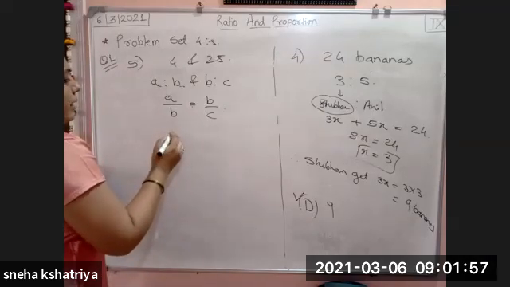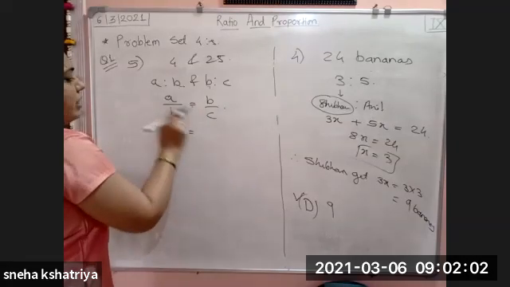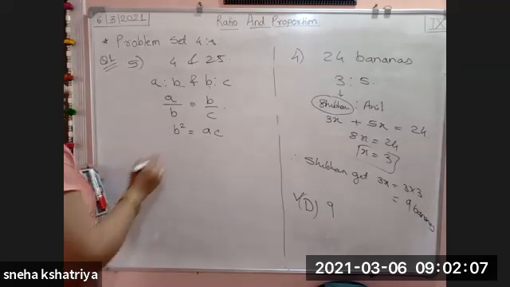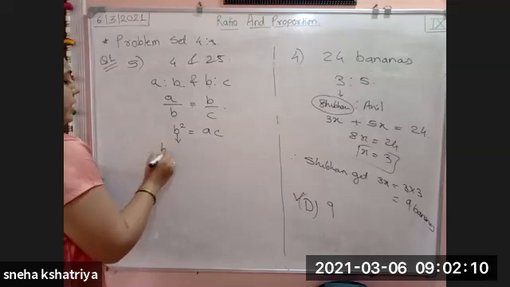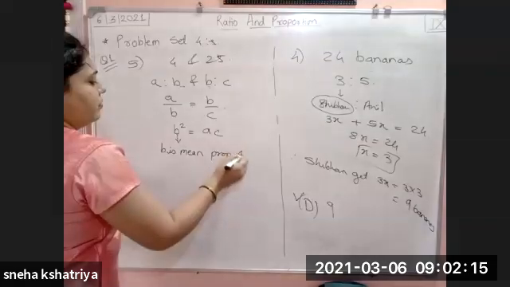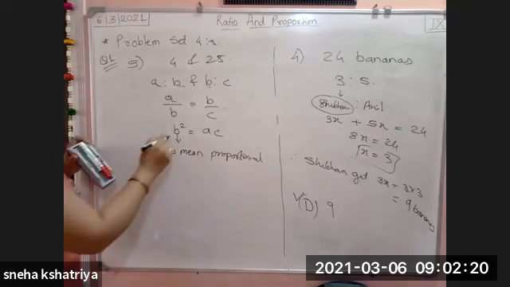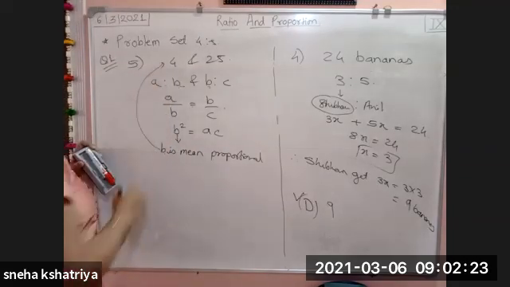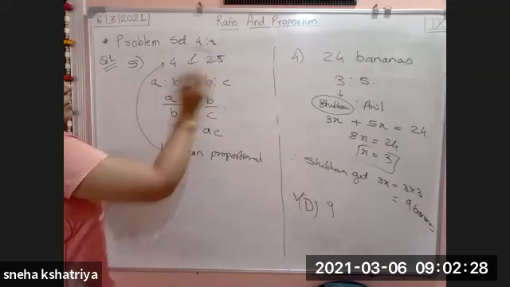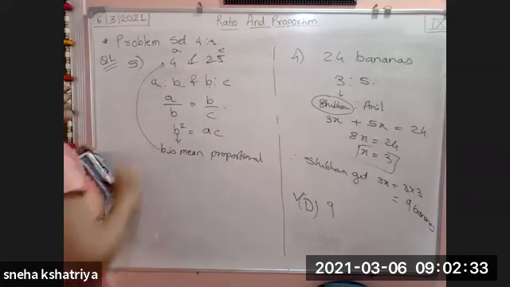This we can write in equality form, where B into B becomes B square, and we multiply A and C. We get this equation, B square is equal to AC, in which this B is your mean proportional. So you have to find the value of B. In this example, they have told us to find the mean proportional of 4 and 25. It means you have to find the value of B, and these are the values of A and C.